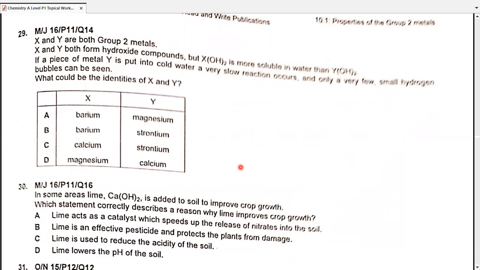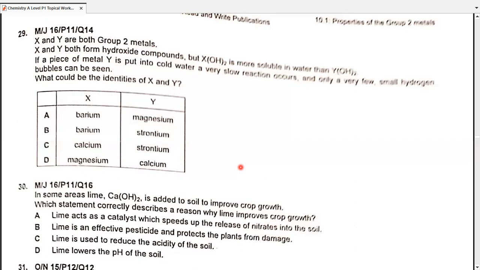X and Y are both group 2 metals. X and Y both form hydroxide compounds, but X(OH)2 is more soluble in water than Y(OH)2. If a piece of metal Y is put into cold water, a very slow reaction occurs, and only a very few small hydrogen bubbles can be seen. What could be the identities? Magnesium has a slow reaction with cold water. So I think A is the right choice.